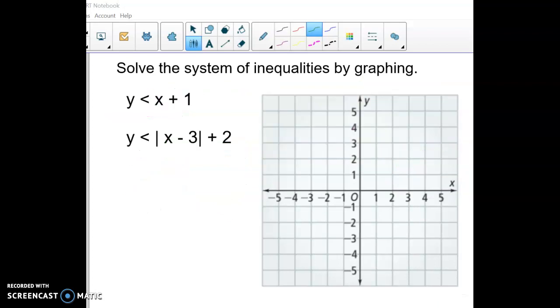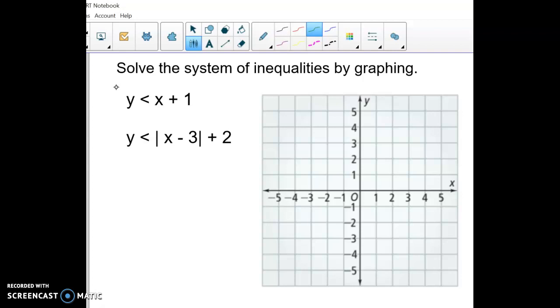All right, one final one for you to try. They're all pretty much the same. You just got to watch for the different lines, right? You might get a line, you might get a V, you might get a horizontal line, vertical line. So you just got to know how to graph all those different things, and then make sure you know where the shading are. All right, so pause this one, give it a shot, and then I'll be back with you.